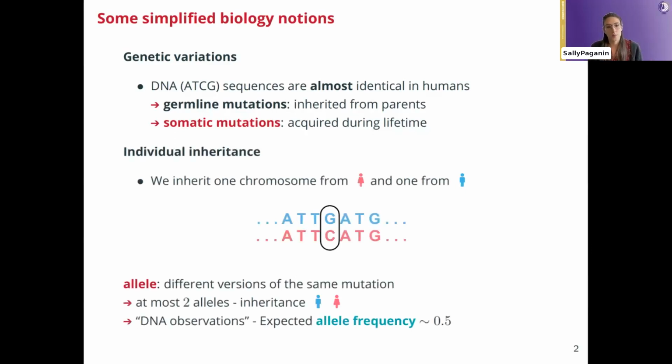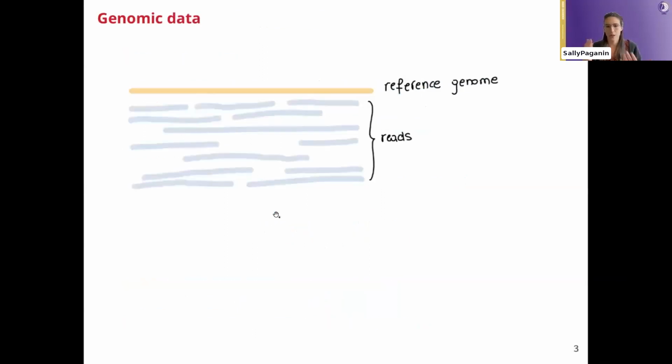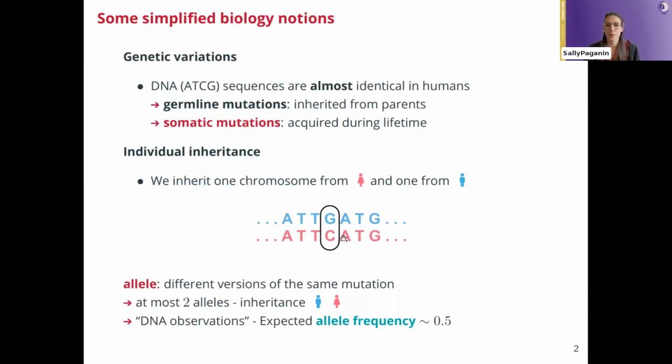The other concept we need to know is individual inheritance. I already mentioned, and I guess we all know, that we inherit half of our genetic material from mom and the other half from dad. And again, we are all pretty much similar, so what you inherited from mom and dad will look pretty much similar most of the time, and there will be some differences in some locations. When you observe 2 different letters in a certain position, we talk about alleles. We'll call these letters alleles. So these are different versions of the same mutation.